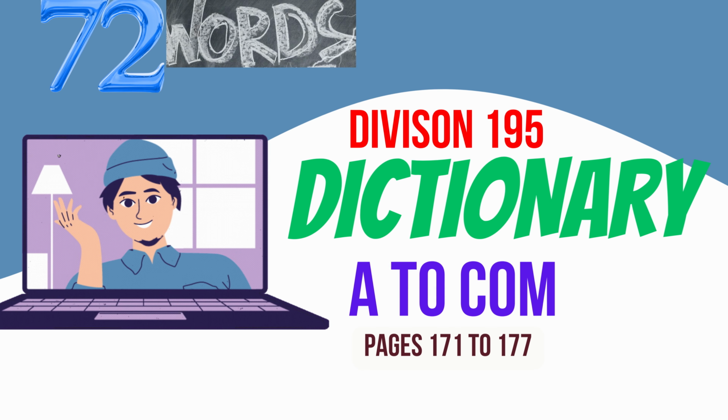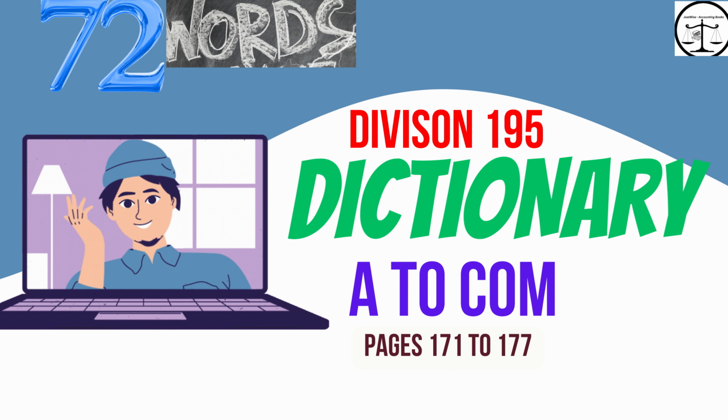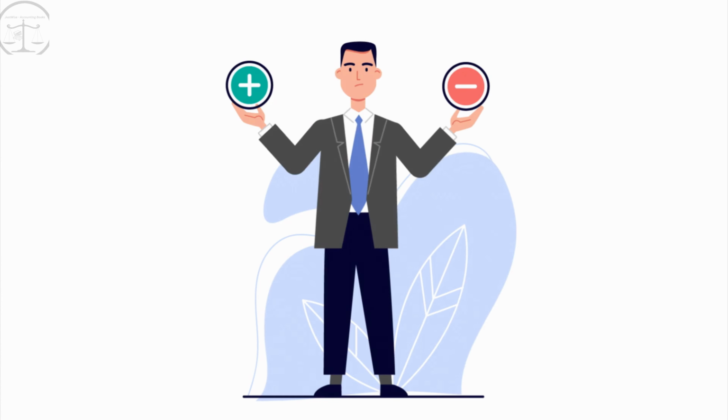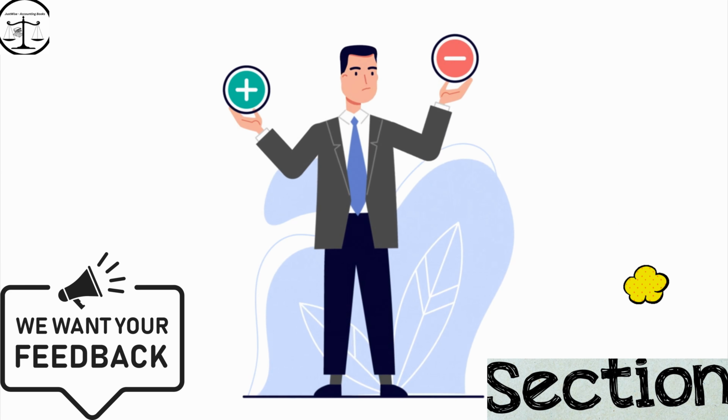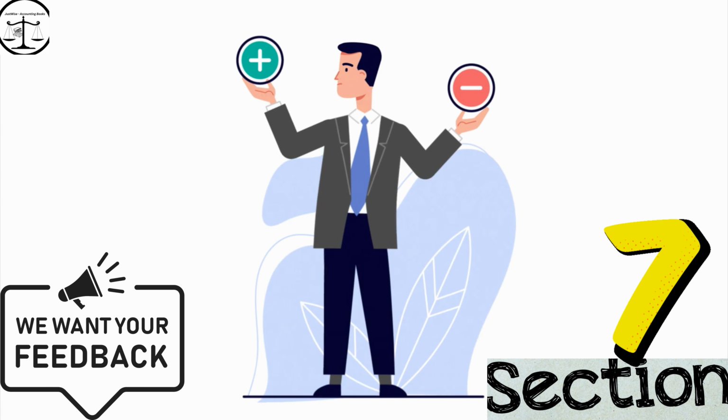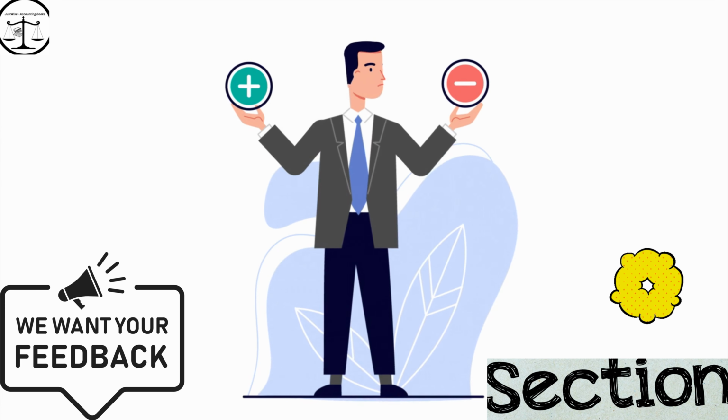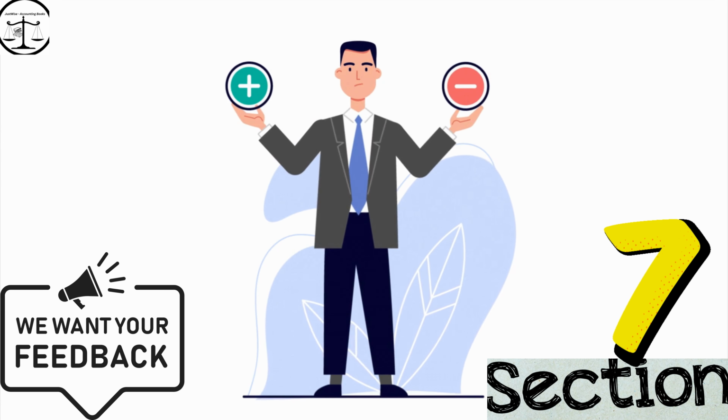We will try explaining these 72 words from GST Dictionary, from pages 171 to 177 of Volume 2 of GST Act. We will try to explain mentioned words, in this video, in best possible manner. We would appreciate your feedback. We will have 7 sections for this video, 1 section for each page of GST Dictionary mentioned in this video.